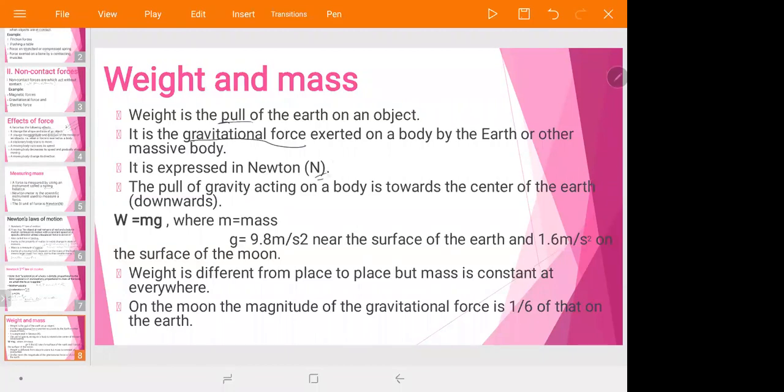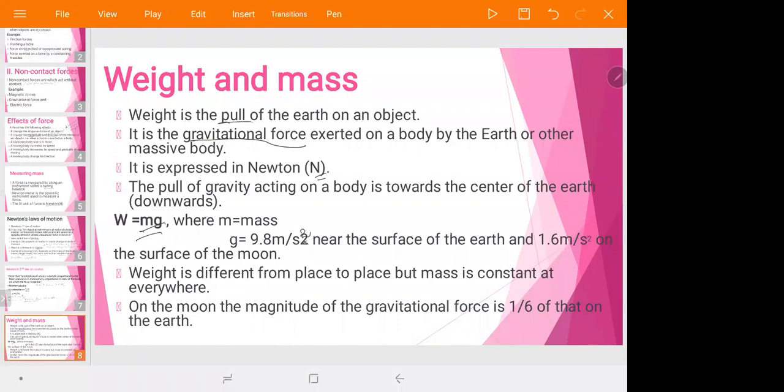That means its SI unit is the same as force, Newton. The pull of gravity acting on a body is toward the center of the earth, or downward, and this is what we call weight. Weight is equal to mass times gravitational acceleration. Gravitational acceleration is 9.8 meter per second square near the surface of the earth.